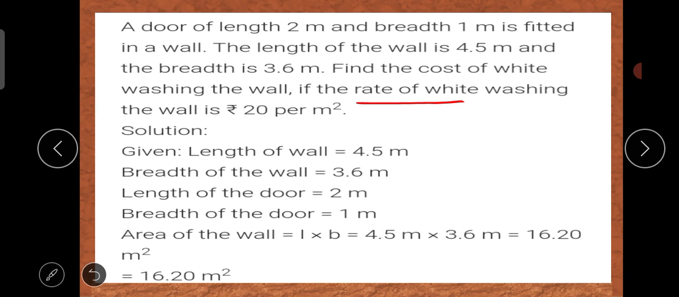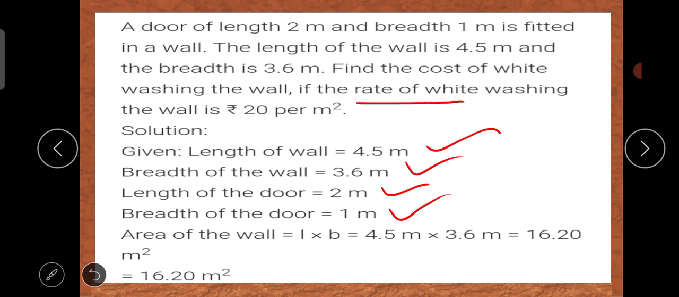What we have to find here? Area of the wall. So how to find the area of the wall? First see what is given here. Length is given, L is 4.5 meter. Breadth is given, that is B is 3.6 meter. The length of the door is 2 meter, and the breadth of the door is 1 meter. So here the area of the wall is L into B.